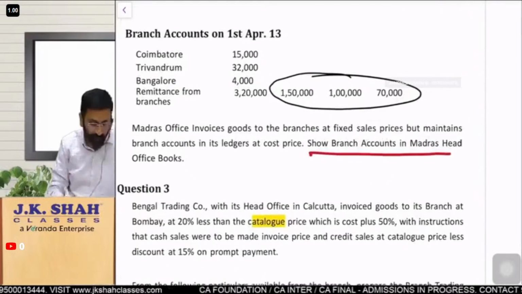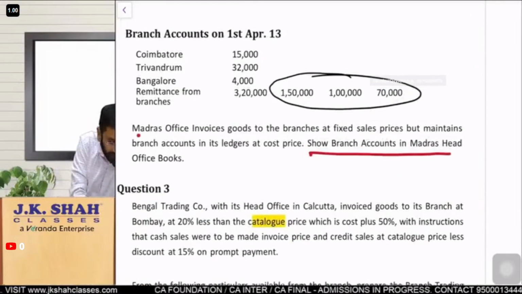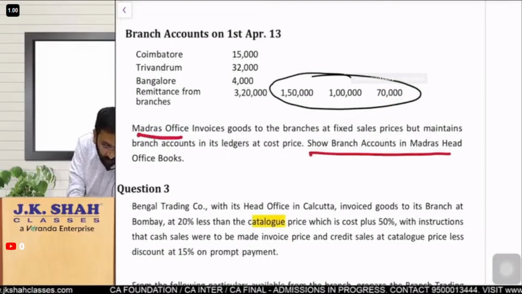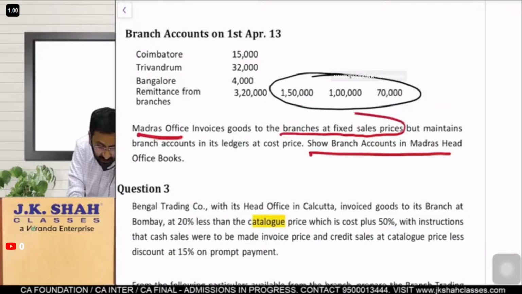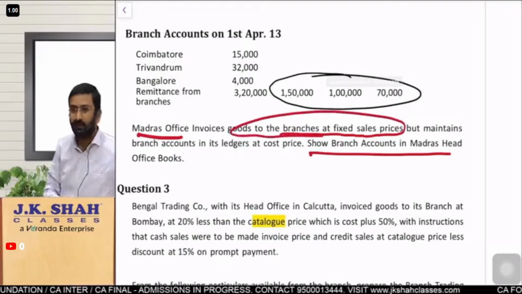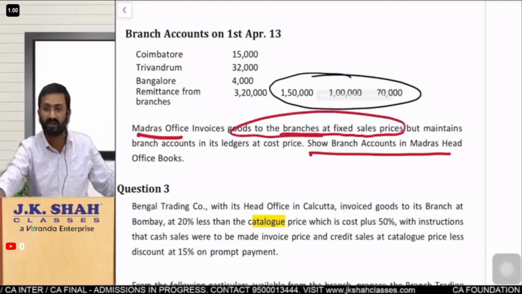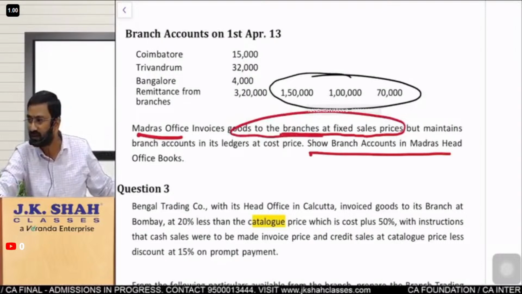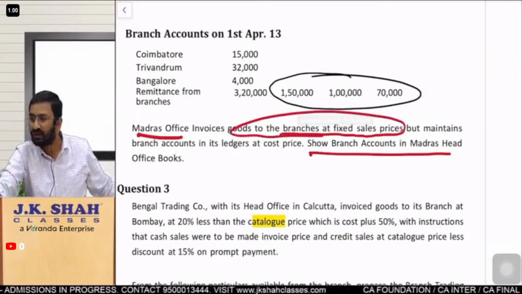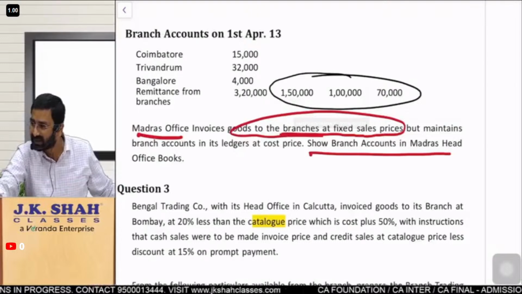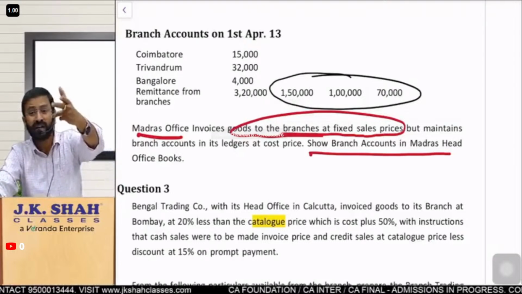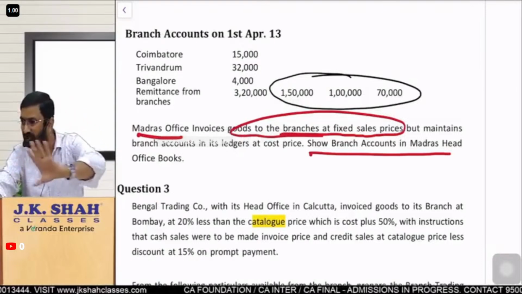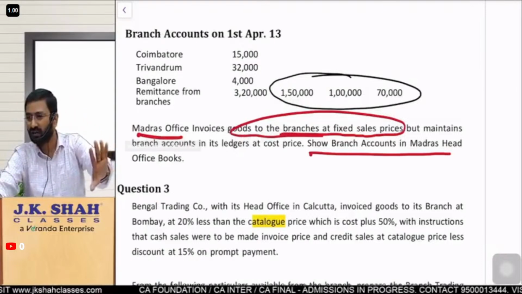Look at this point. Madras office, this head office. Invoices goods to the branches at fixed sales price. Underline that. Invoices goods to the branches at fixed sales price. What does it mean? Invoice price is equal to selling price. Selling price is fixed. You cannot sell at more than IP, less than IP. That freedom is not given to you. So you have to sell at IP.